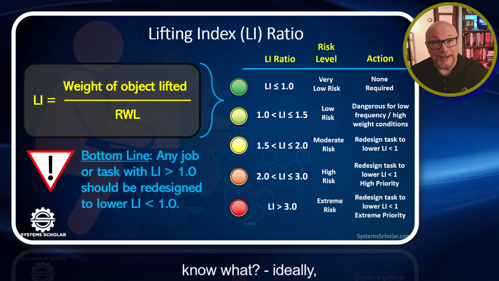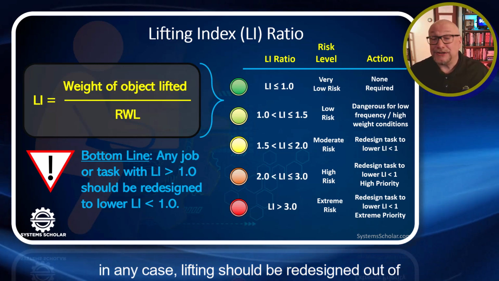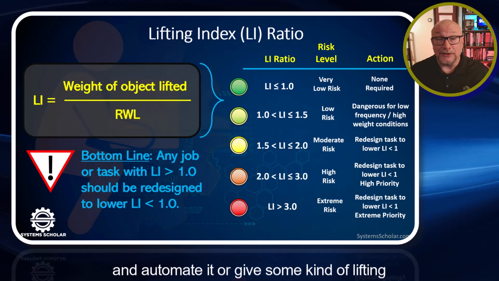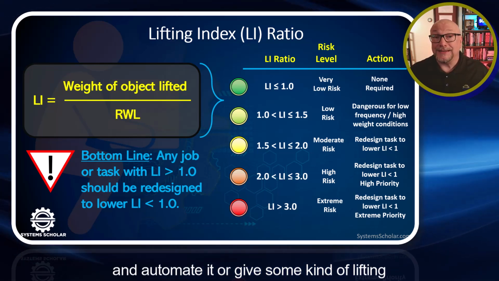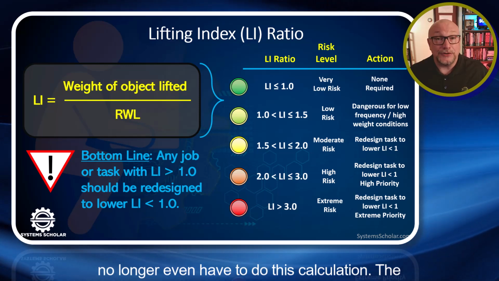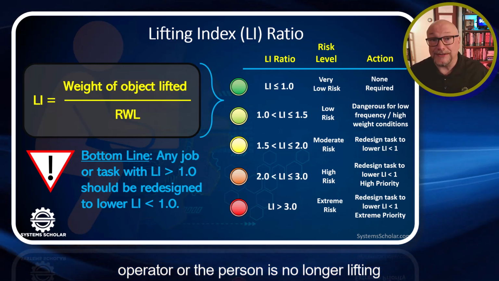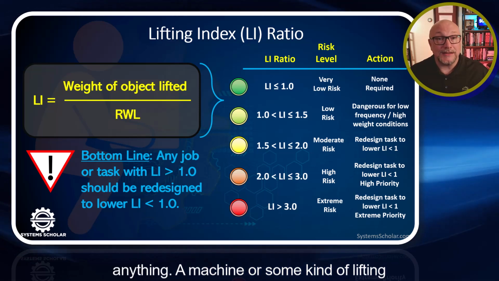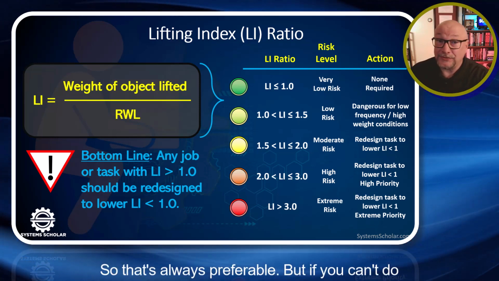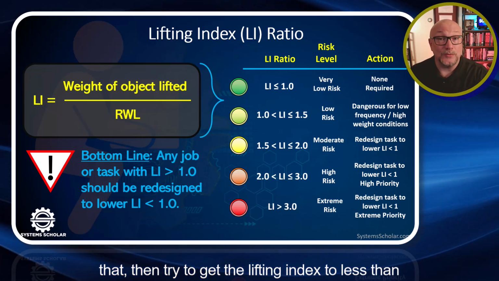Or, you know what? Ideally, in any case, lifting should be redesigned out of the task completely. If you can eliminate the lift and automate it, or give some kind of lifting assist, that's even better, because now we no longer even have to do this calculation. The operator or the person is no longer lifting anything. A machine or some kind of lifting assisting device is doing it for them. So that's always preferable. But if you can't do that, then try to get the lifting index to less than 1.0.